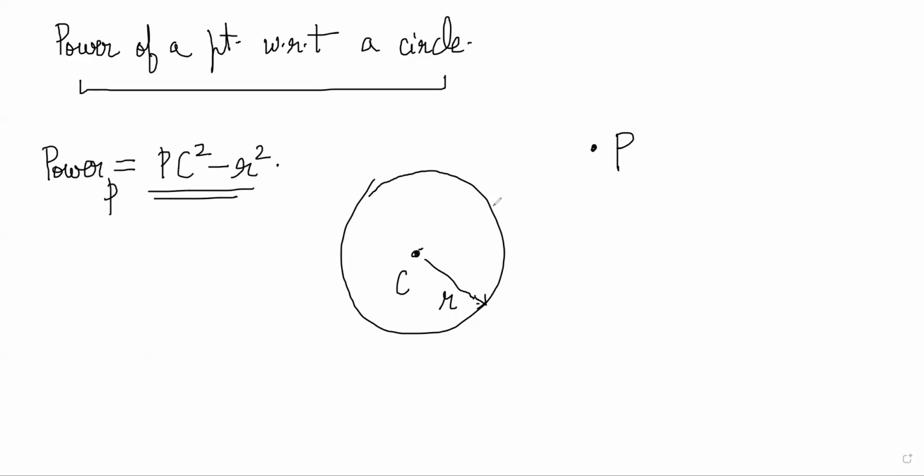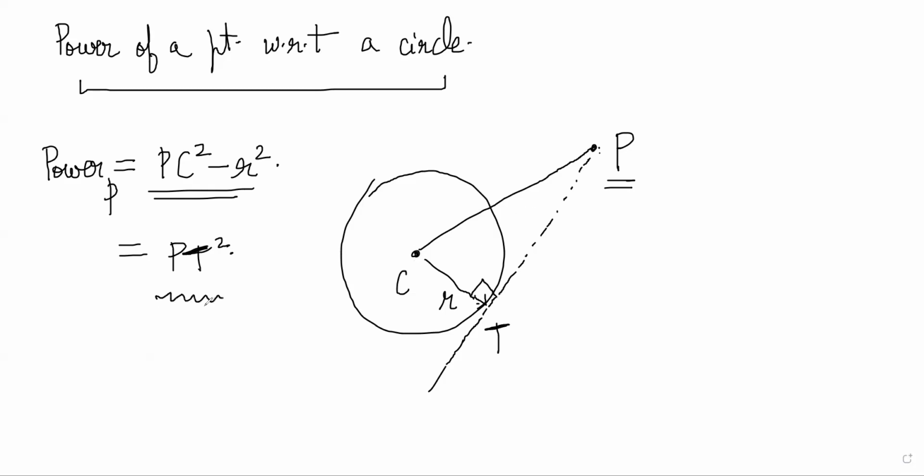So what is PC square? PC square is the distance of the point from the center, and you have to square it and subtract the radius square from it. Technically we will see later that power of a point is also equal to the length of the tangent drawn from P to the circle. So basically it is equal to PT square also, right? Because the tangent drawn from P to the circle would be at T and this is 90 degrees. So PC square minus R square by Pythagoras theorem is equal to PT square, right?